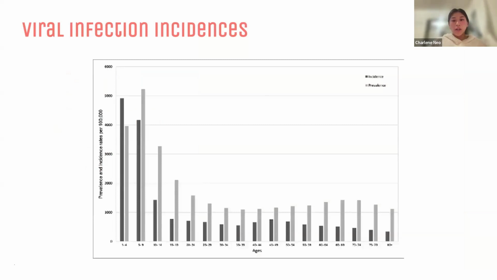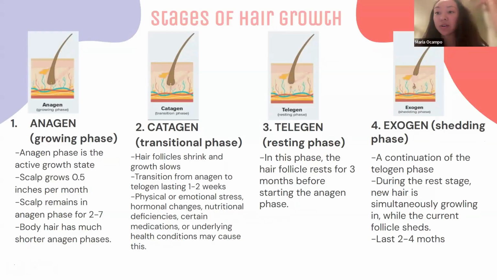So the darker bar shows the incidences and the lighter bar shows the prevalences. The bottom shows the age and the side shows the prevalences and incidences per 100,000 people. So as you can see, viral infections affect younger people or children a lot more than they do adults.